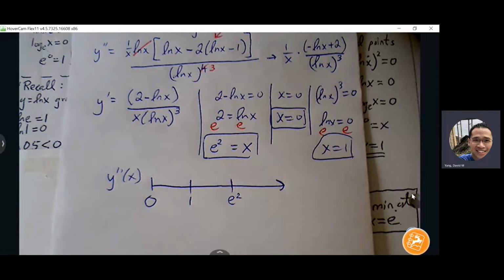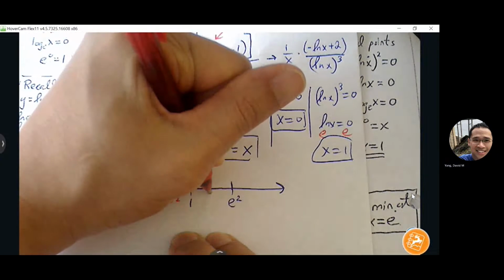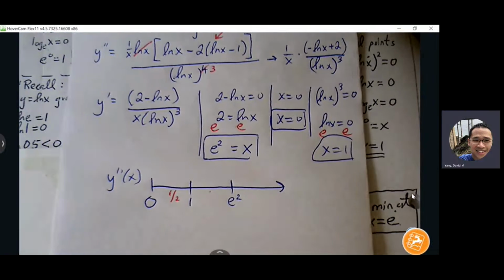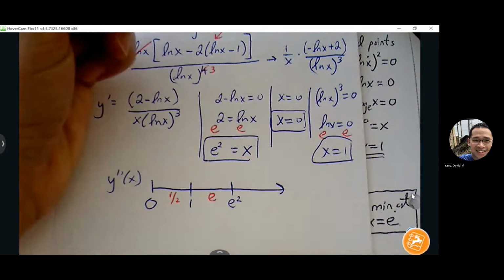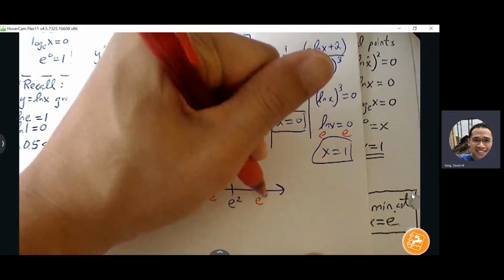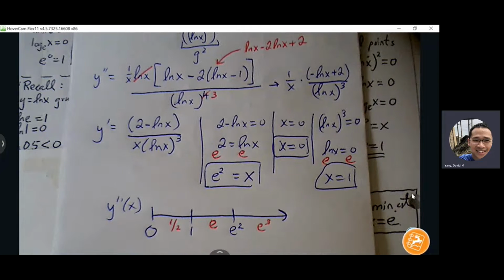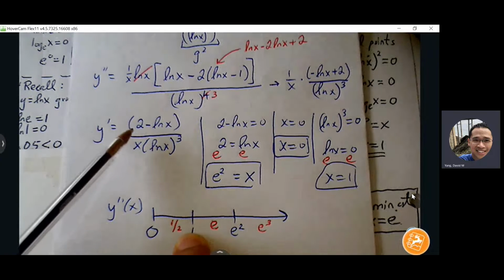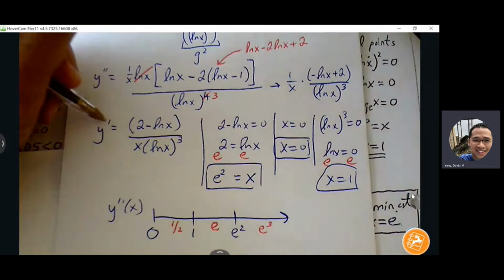Let's choose some convenient values in between to test. 1/2. Okay, what can we take advantage of between 1 and e squared? e, yeah. 2 works as well, but we like e. And then to the right of e squared, e cubed, right? So it's going to be very easy and clean with natural log involved here. So again, we're going to insert into this second derivative function here.